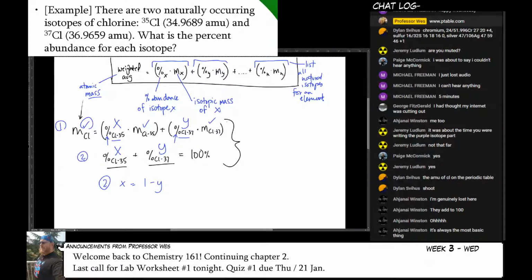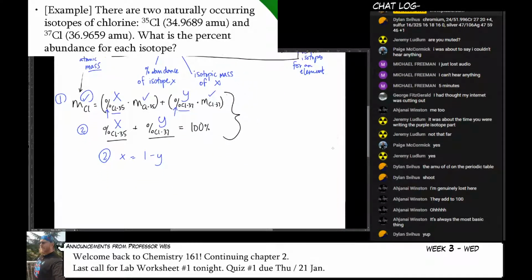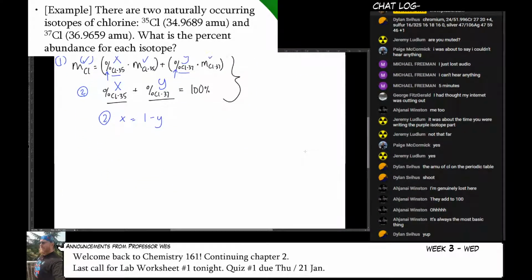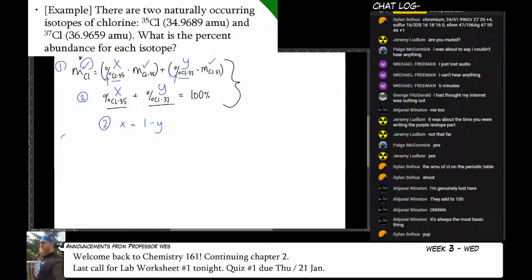So now what I'm going to do is, once I click on the screen here, we're going to substitute x equals 1 minus y into equation 1. And so that's going to make equation 1 look like this.